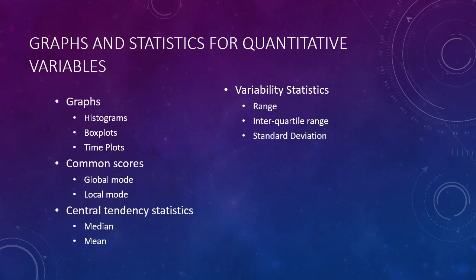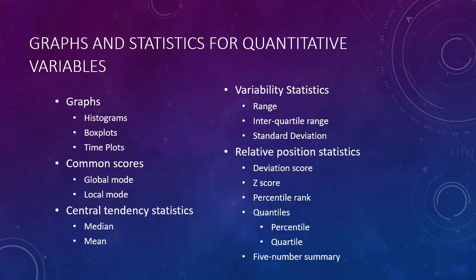Understanding how a score fits in the distribution helps us make more meaning out of that score. To assist with this, we can calculate relative position statistics. These include the deviation score, which is in the original units of measurement, and the z-score, which is in standard deviation units. We can also calculate the percentile rank, which tells us the percentage of units in the distribution that are below a score.